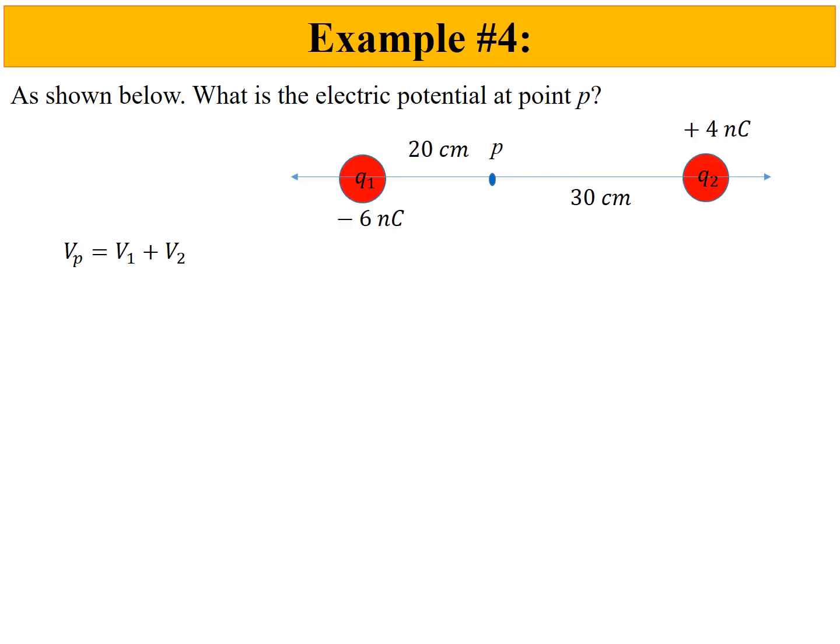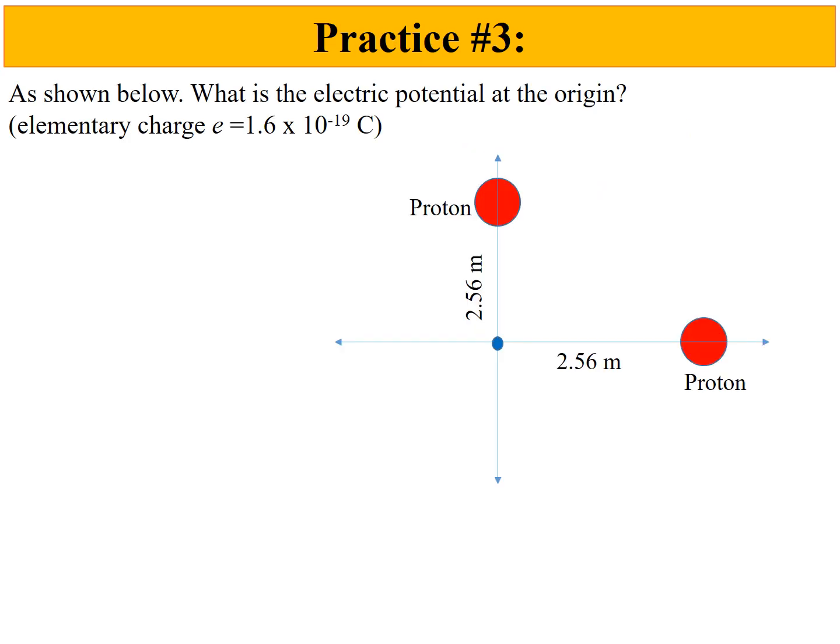So if we have two charges, Q1 and Q2, along the x-axis, Q1 is minus 6 nanocoulomb and Q2 is 4 nanocoulomb, separated by half a meter, and we have a point P 20 centimeter from Q1 and 30 centimeter from Q2, and then I ask you to find the potential at point P. Of course, V1 due to Q1 will be negative, and V2 due to Q2 will be positive, and if you calculate the net or total electric potential at point P, you will find it to be 150 volt.